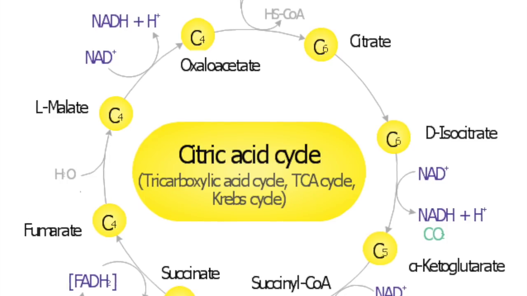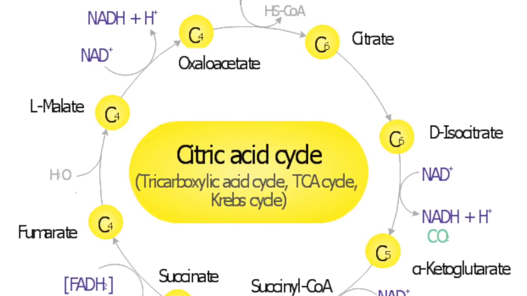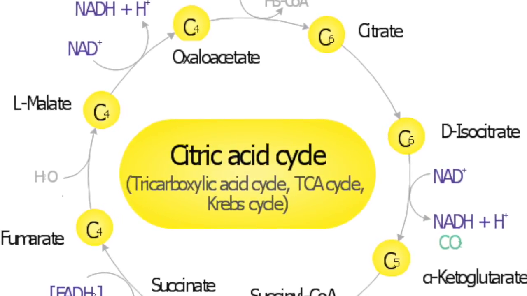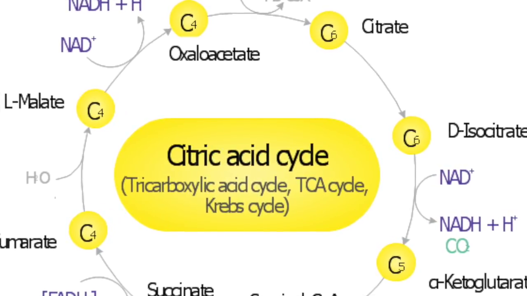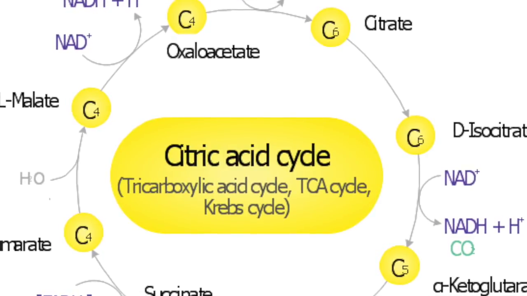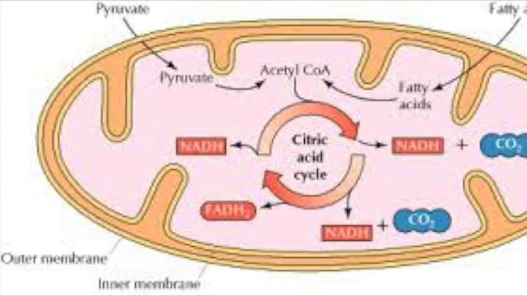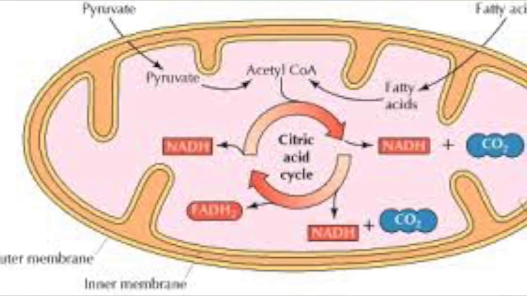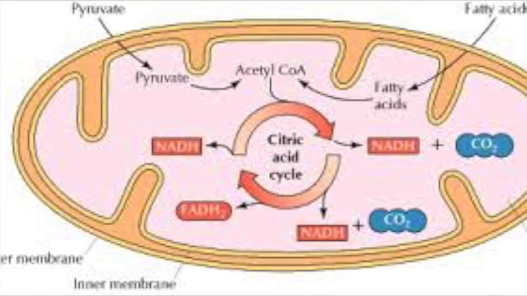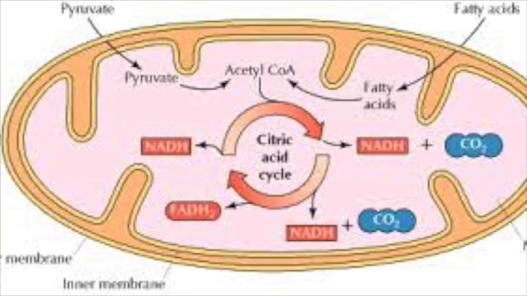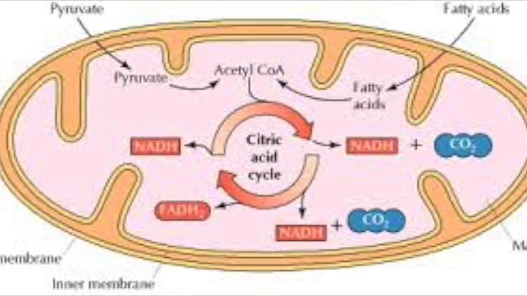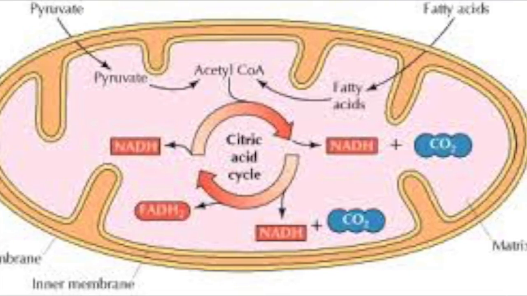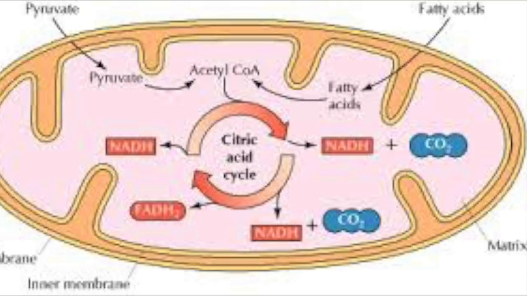The third step of cellular respiration is the citric acid cycle. It can also be referred to as the Krebs cycle, the tricarboxylic acid cycle, or the TCA cycle. This step of cellular respiration is important because of its production of high energy electrons, which will later be used in the electron transport chain. The citric acid cycle also occurs in the mitochondrial matrix.